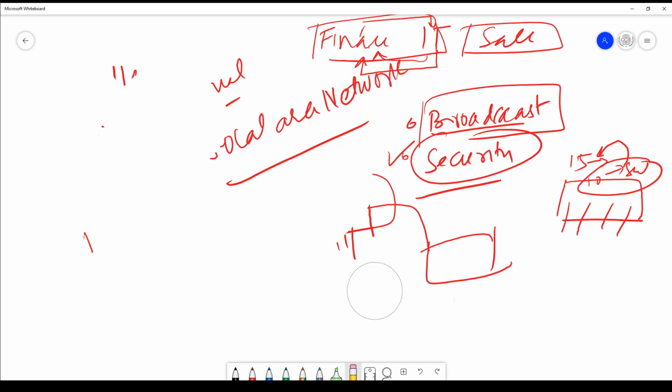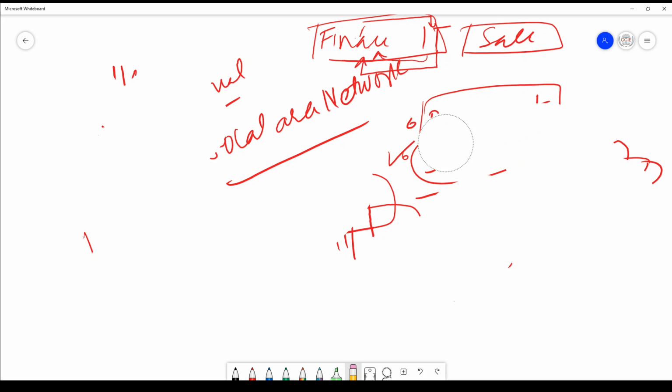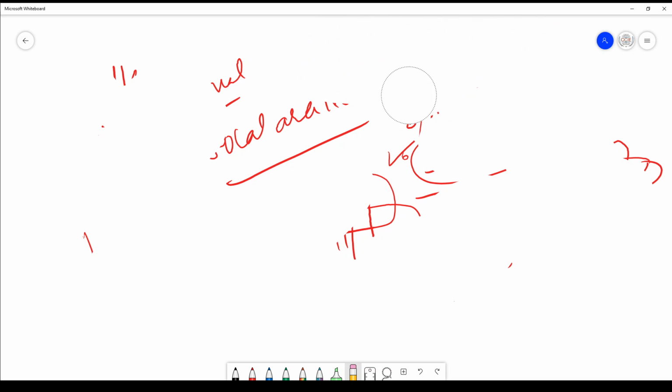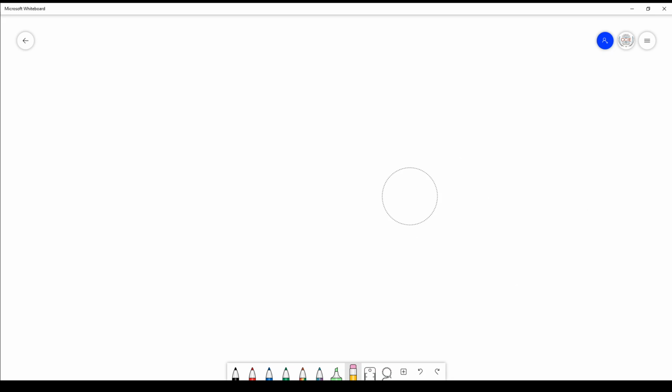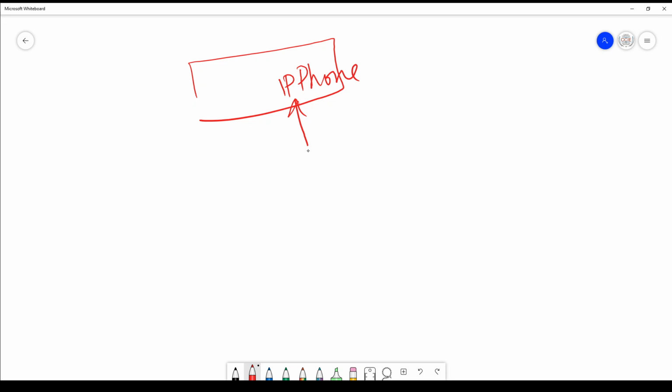Let me give you a practical example of where we can use VLAN. This concept can be understood easily, and it will be a very good example for you. Let's suppose I have a switch and I have put an IP phone there. Now the tricky part is that this is a phone, and with this phone the communication is going through voice.